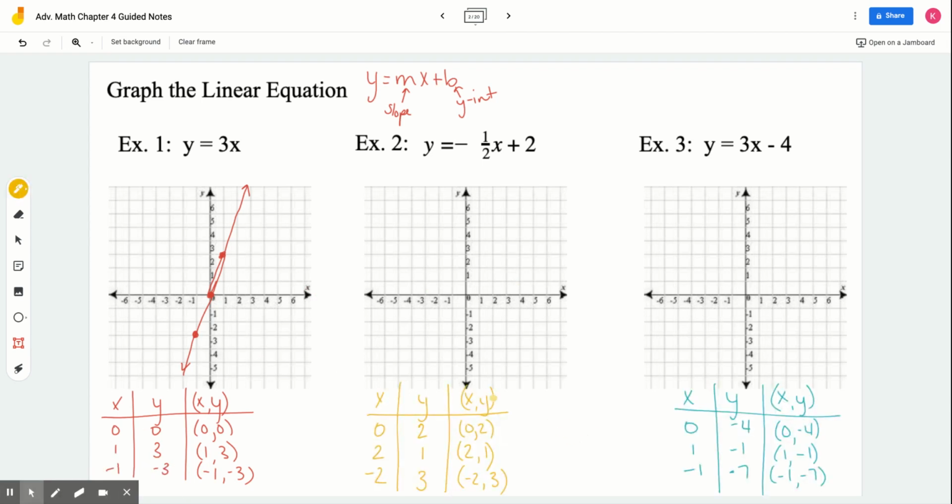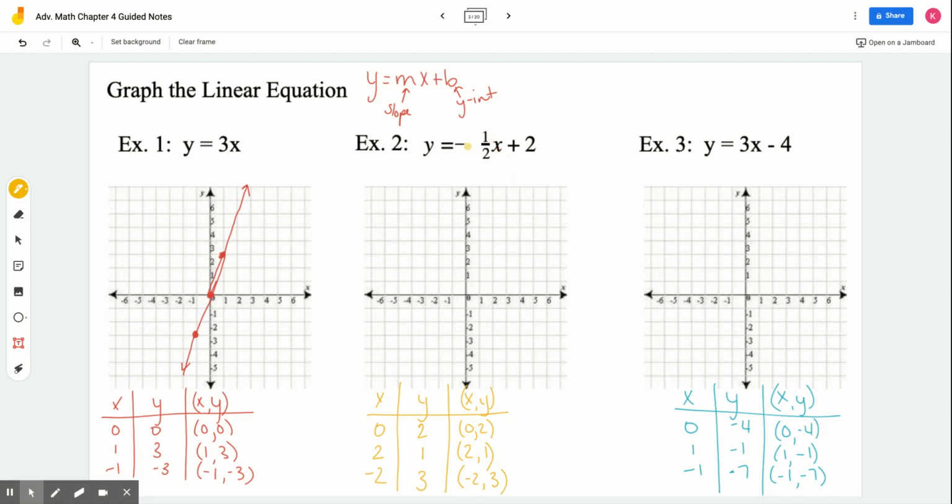As you can see here, I have plugged in my numbers to my table and came up with 3 ordered pairs to plot my point. Now, instead of using 0, 1, and -1, I went ahead and used 2 and -2. Since I have a fraction, that way I came out with even numbers. They didn't have to be plotted in the middle. But you can still use that 1 and -1. You're just going to have maybe like a 0.5 answer instead.